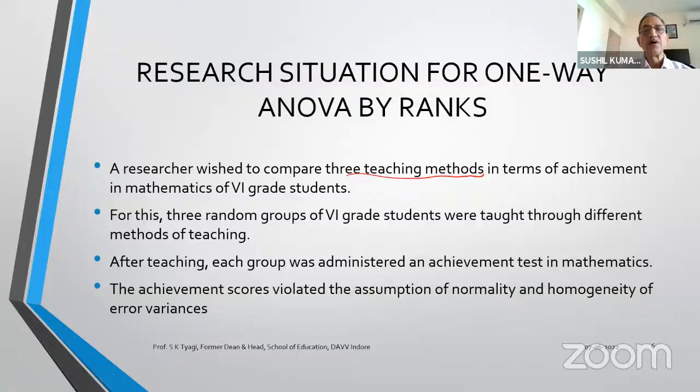The achievement scores violated the assumption of normality and homogeneity of error variances. Therefore, now the researcher should go for the non-parametric counterpart. Why? Because the dependent variable is achievement, which is interval scale, and there are 3 groups because there are 3 methods of teaching. Normality is not fulfilled, homogeneity of variance is also not fulfilled. Therefore, we cannot go for ANOVA, so we must go for the Kruskal-Wallis test or one-way ANOVA by ranks.